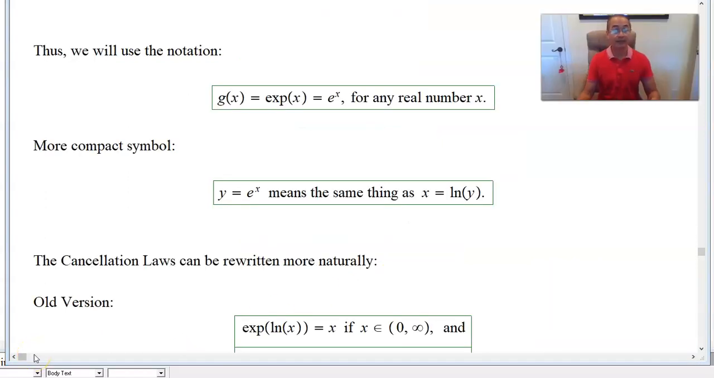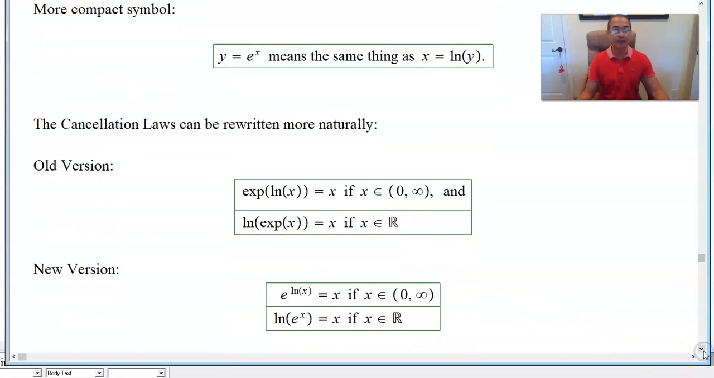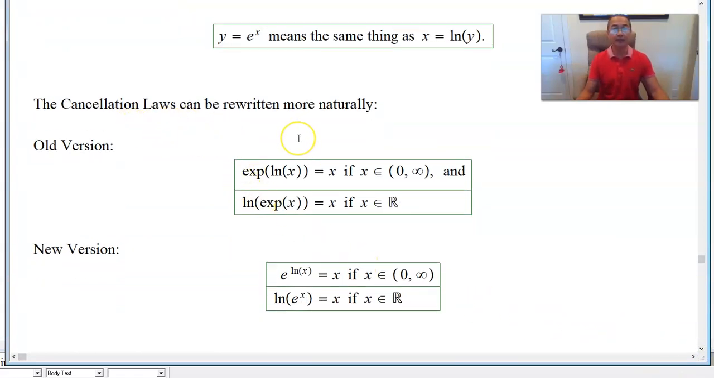All right, so now we have a better notation for the exponential function. We will just write it as e to the power x for any real number, even if that x is an irrational number. So we have a translation for what it means for y equals e to the x. It means exactly the same thing as x must be the ln of y. We have 2 cancellation laws, and we have the old version, and now we have a new version. For any positive number x, we had exp of ln of x must be x. We can now write this as e to the ln of x must be x.